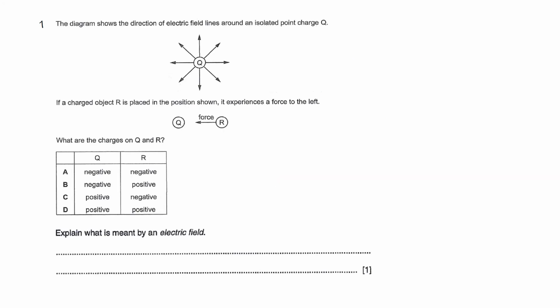The diagram shows the direction of electric field lines around an isolated point charge Q. We can see that the direction of the electric field lines is pointing away from charge Q. The direction of electric field lines should be pointing away from positive charges into negative charges. Therefore, Q should be positively charged.